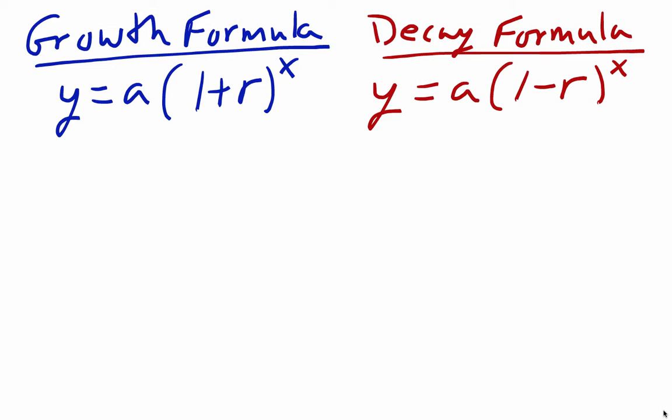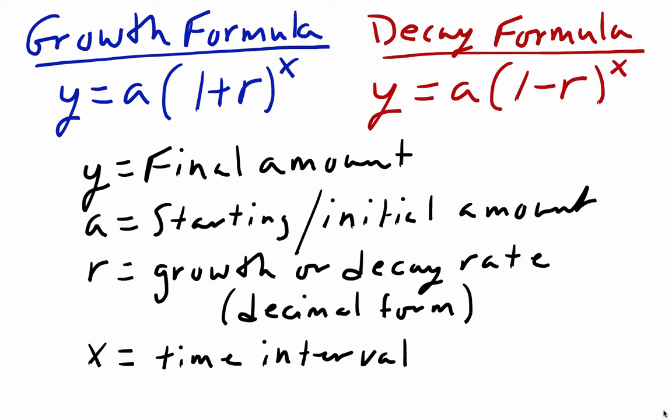So here are the two formulas that we're going to use. The growth and the decay look very similar to each other, except one has a plus because we're growing, and one has a minus because we will be decreasing. It is decaying. In both of them, Y always stands for the final amount that you ended up with, and A is the starting or initial amount you start with.